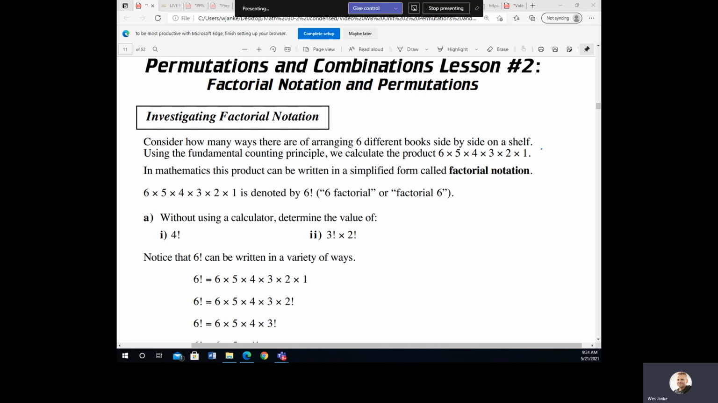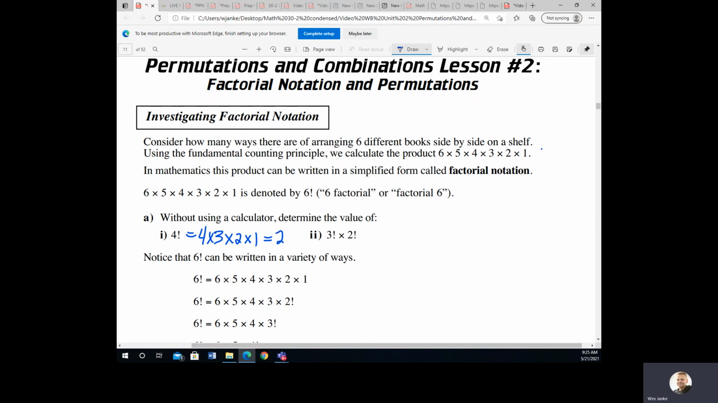Well, the easiest way to think about a factorial, for example, 4 factorial, is to just count down from the number you have. So 4 times 3 times 2 times 1. So I'm putting multiplication between the numbers. 4 times 3 is 12, and 12 times 2 is 24.